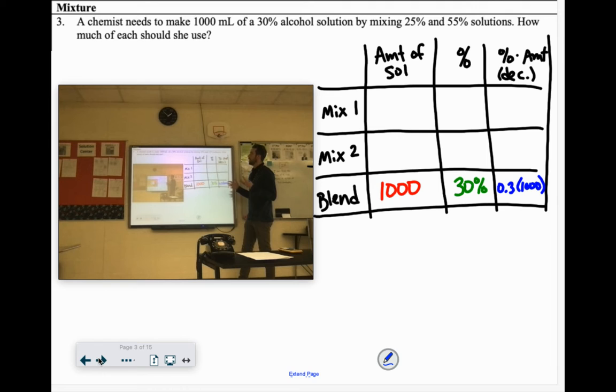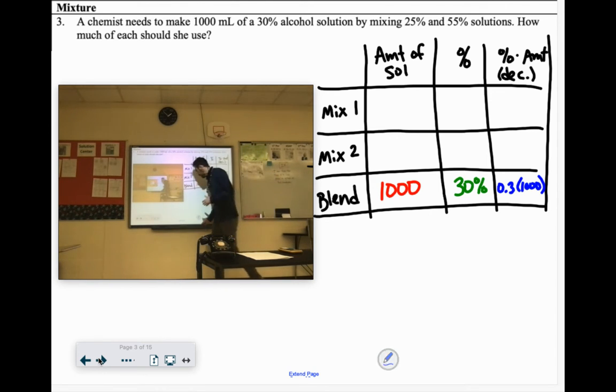Mix 2 and mix 1, we don't know how much we're going to put in there. But let's say I want to use x amount of the first mixture. Let's say it was 400 milliliters, and I want 1,000 altogether. If I wanted to figure out how much would that be of mix 2, you could do 1,000 minus the 400. I made up the 400, but we could do 1,000 minus whatever mix 1 is.